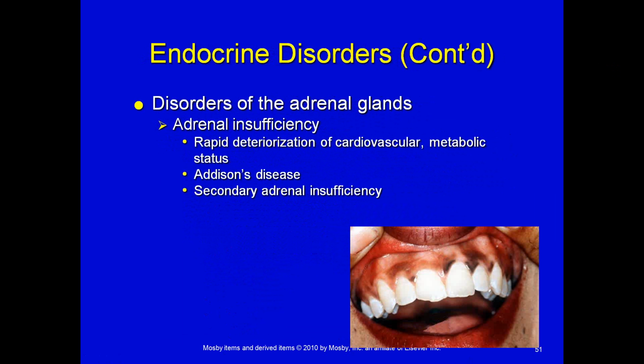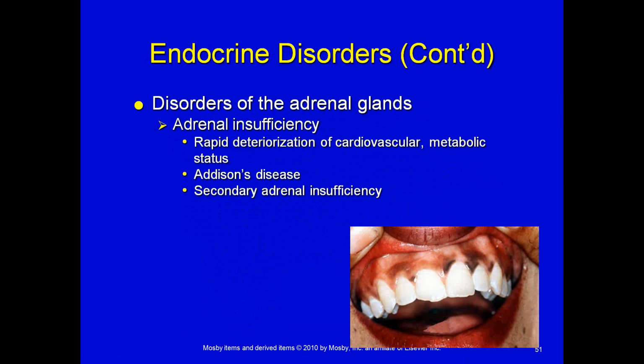Adrenal insufficiency, when the adrenal glands aren't working properly, can cause a rapid deterioration of the cardiovascular and metabolic status in the patient, because adrenaline is certainly the primary neurotransmitter for the sympathetic nervous system, and our ability to balance our parasympathetic nervous system could be lost, leaving the parasympathetic nervous system unopposed, leading to severe bradycardia and other problems that could be life-threatening.